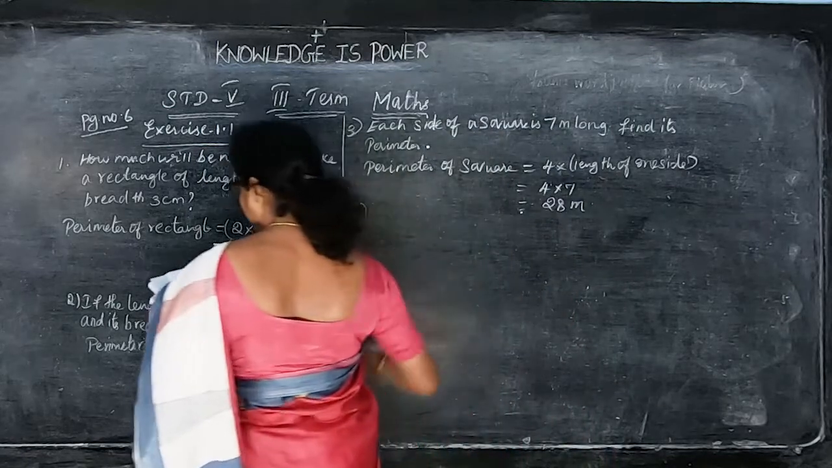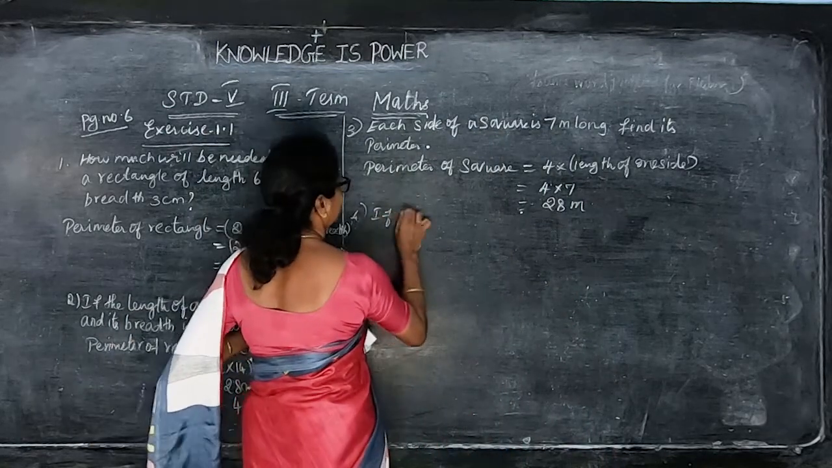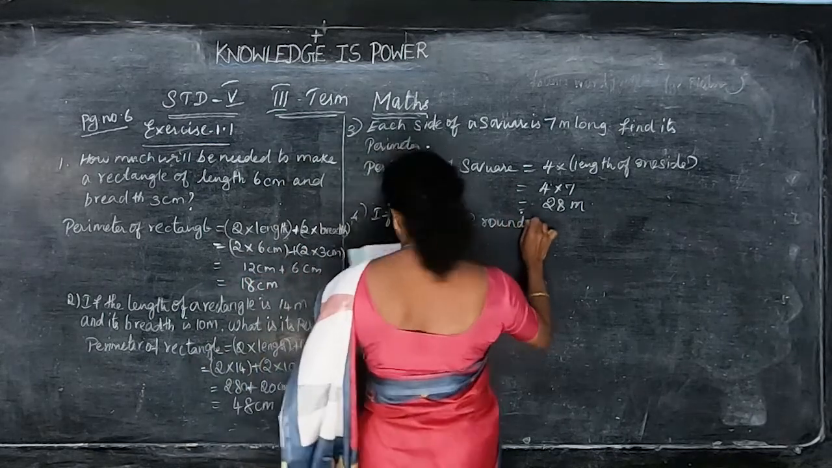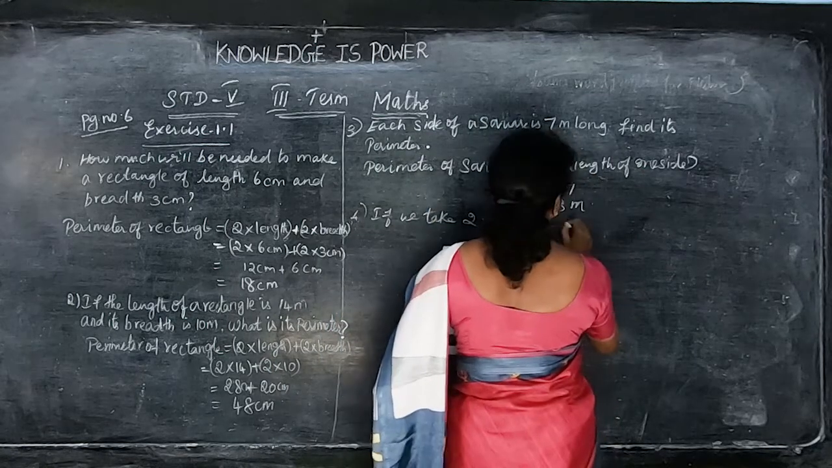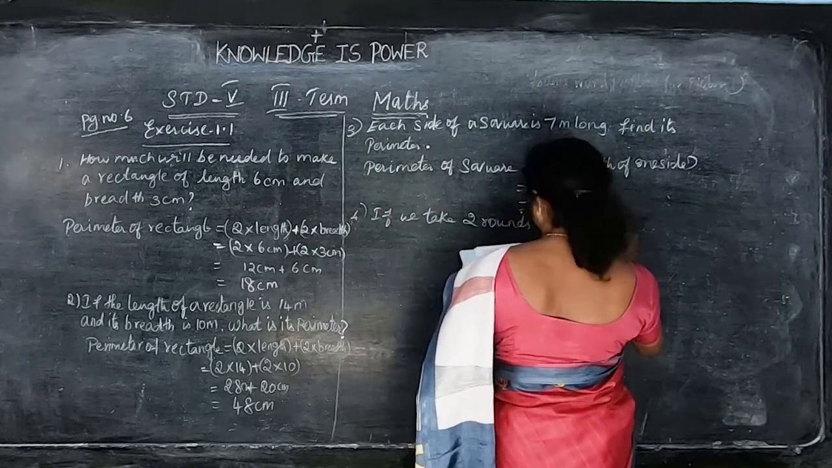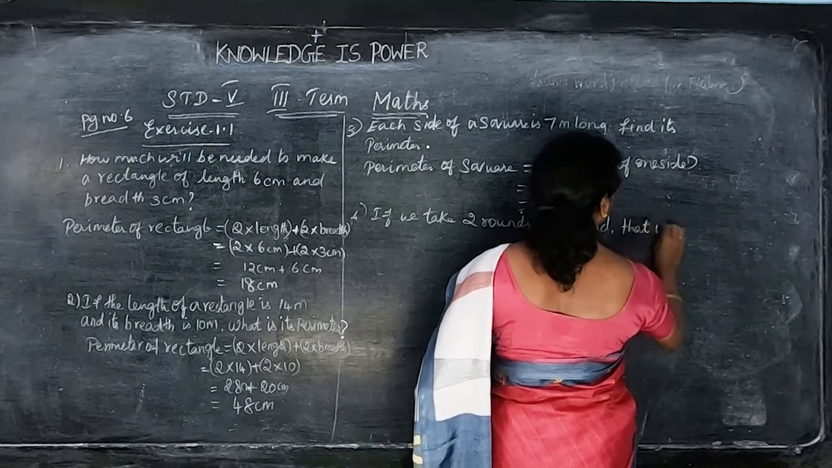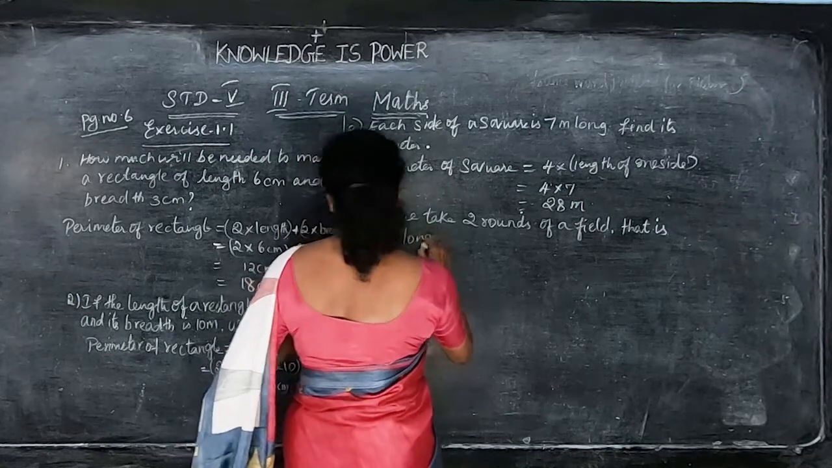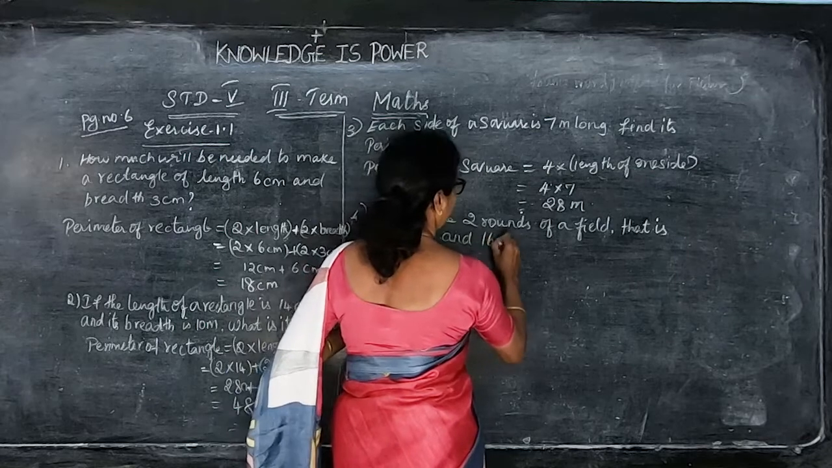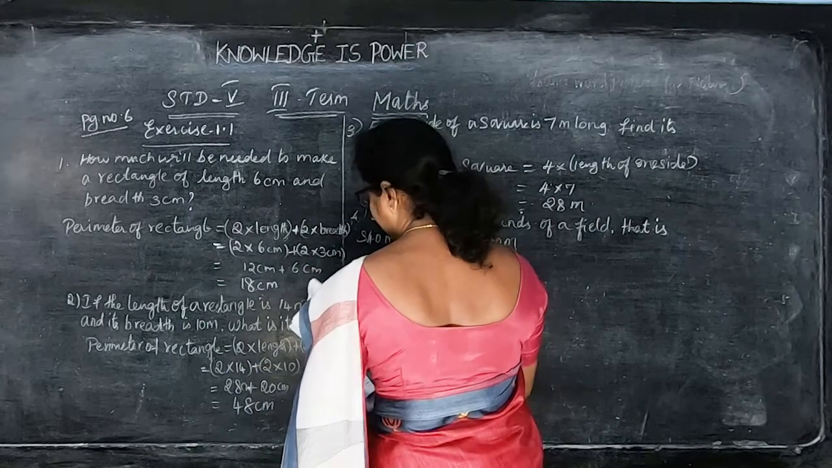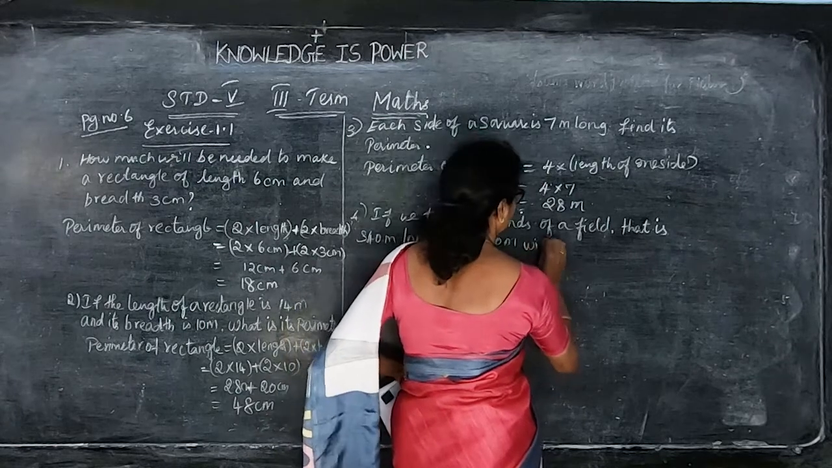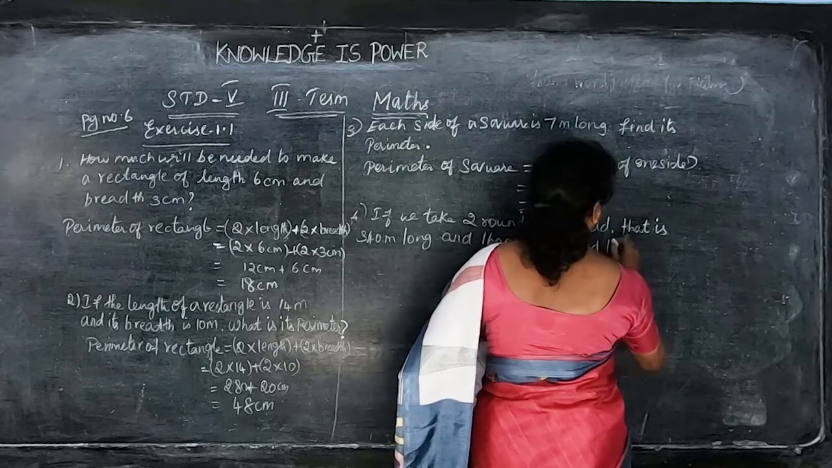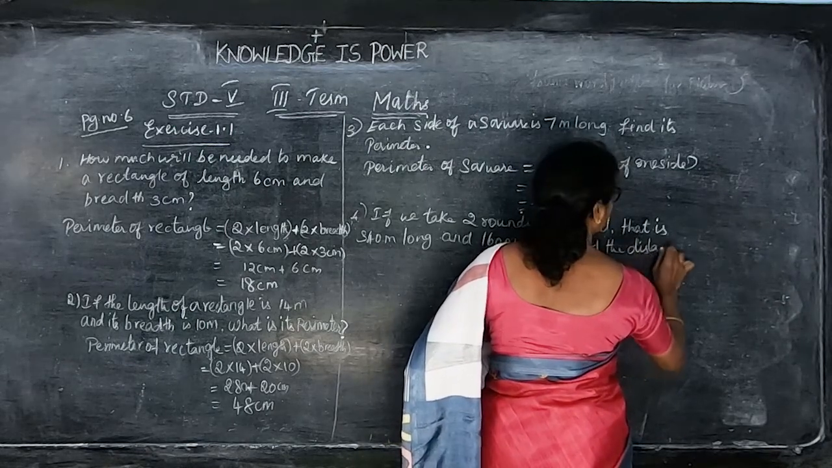Then the fourth one. If we take 2 rounds, so you go around 2 rounds of a field, that is 340 meter long and 160 meter wide. Find the distance covered in kilometers. Find the distance covered.